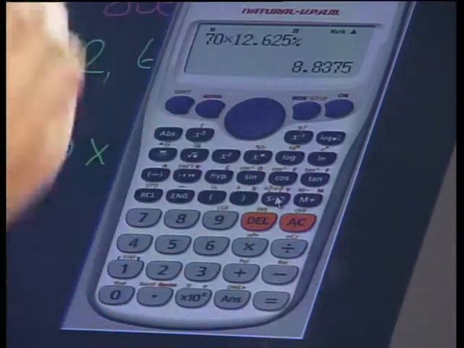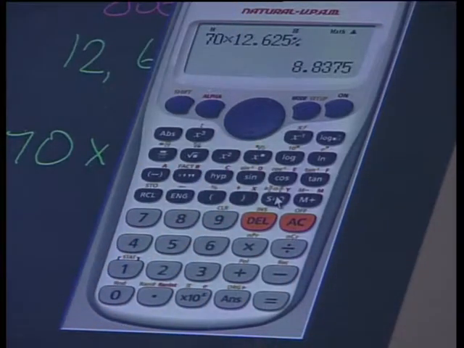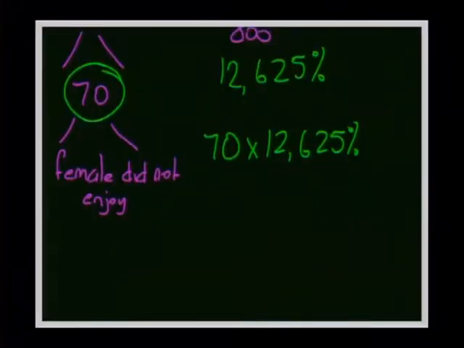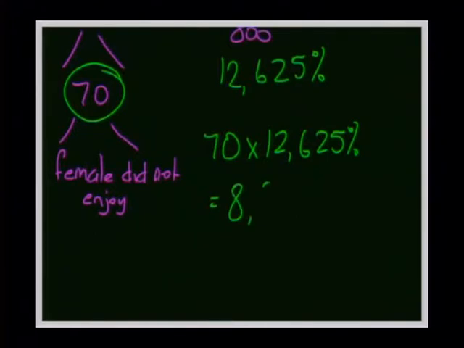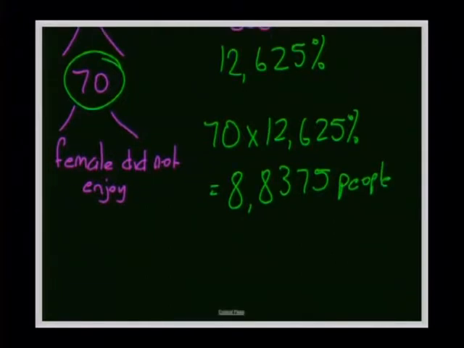So 12.625%, I'm going to press equals. Right, I'm dealing with 8.8375 people. Okay, I need a pen. 8.8375 people. I can't really deal with 8.8375 people, so in this case I'm expecting 9 people to be female that don't enjoy shopping.